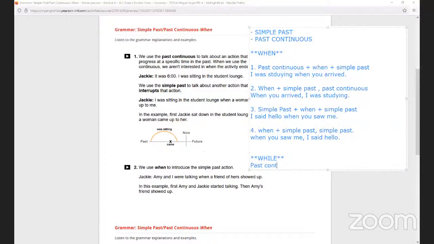Okay, for example, I was studying while you were dancing. So the actions are at the same time. These two actions are happening at the same time, but with this connector while, not with when. Okay, so is it clear until here?